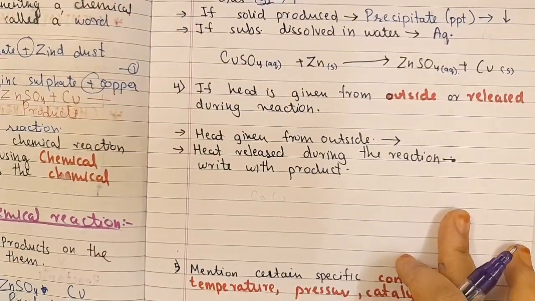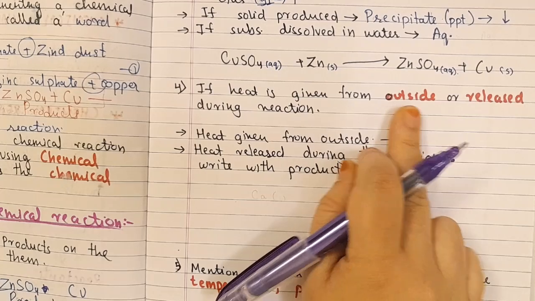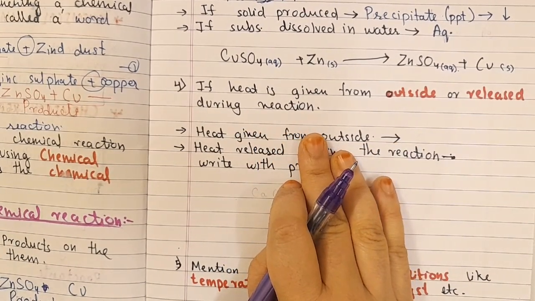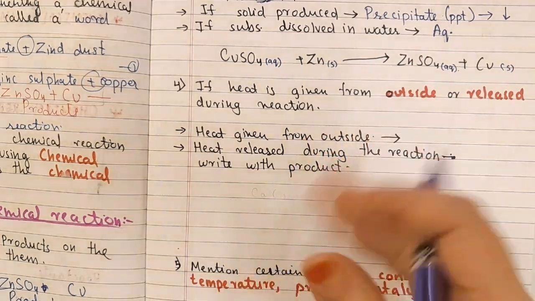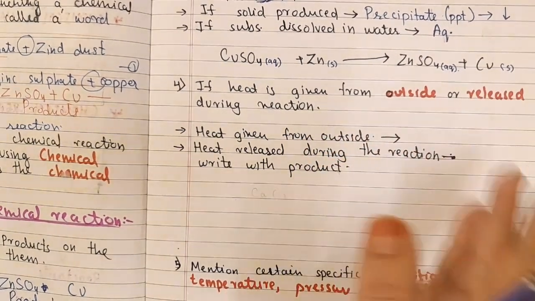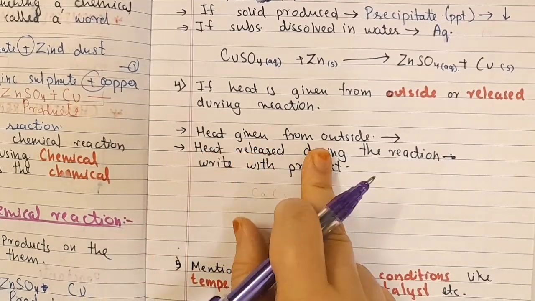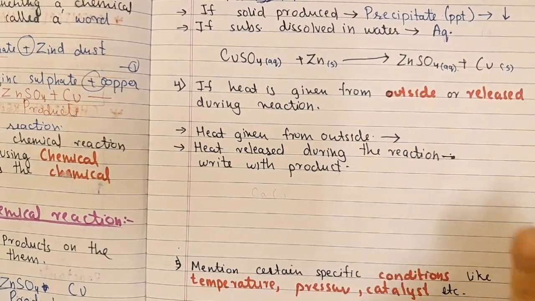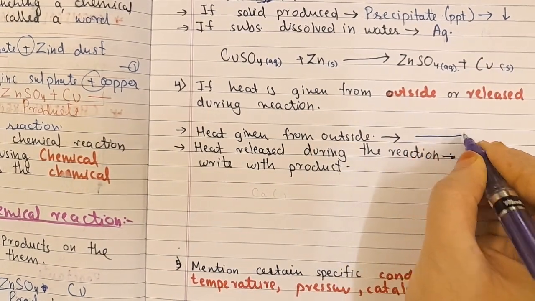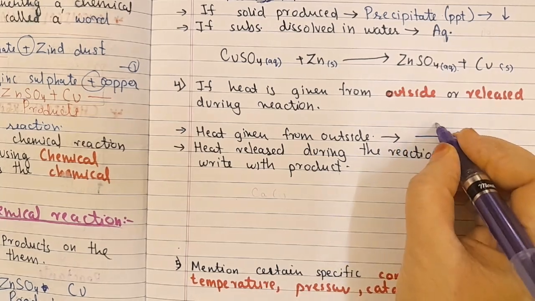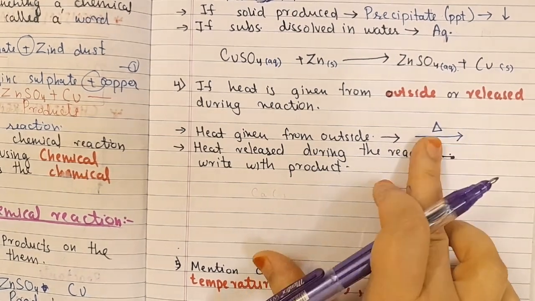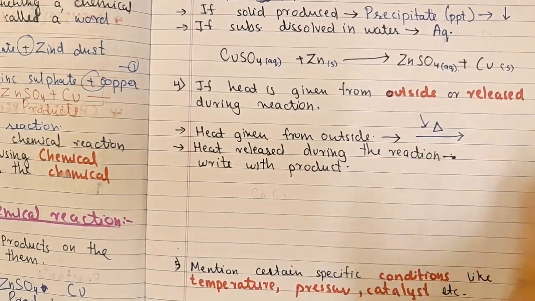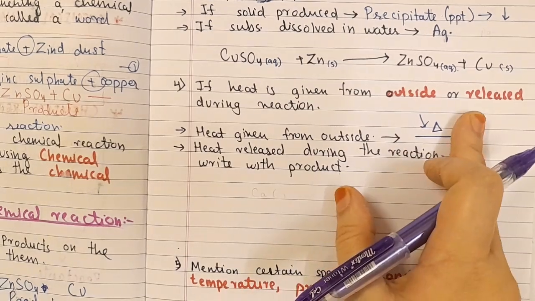Okay, now the fourth rule is: if heat is given from outside or released during the reaction, how do we indicate it? How do we know that heat is being provided from outside or released during the reaction? If heat is given from outside, we write the delta sign on the arrow of the reaction. This delta means that heat is provided from outside to the reaction mixture. And the next condition is heat released.